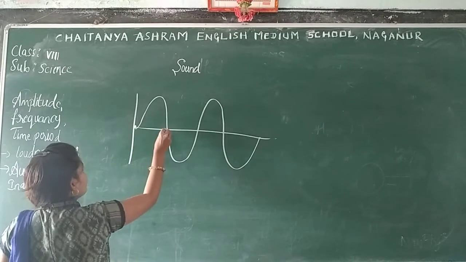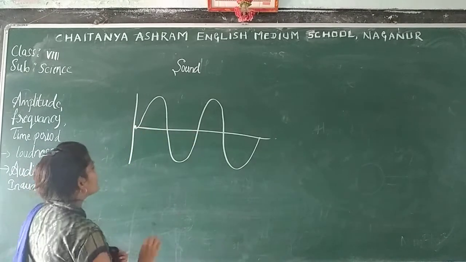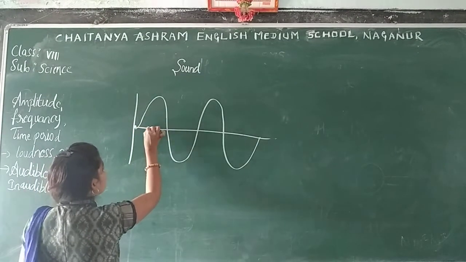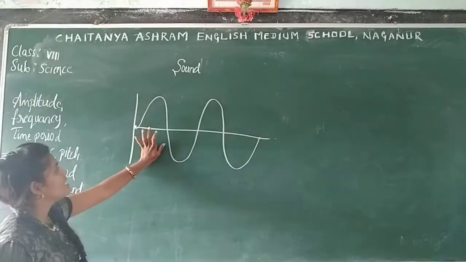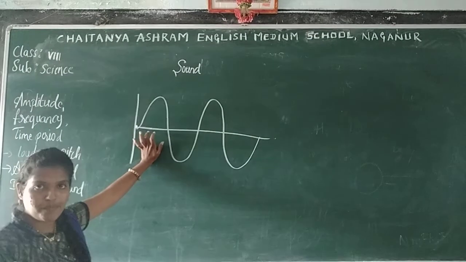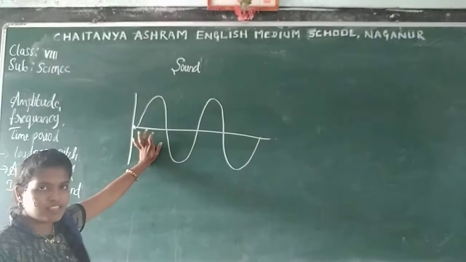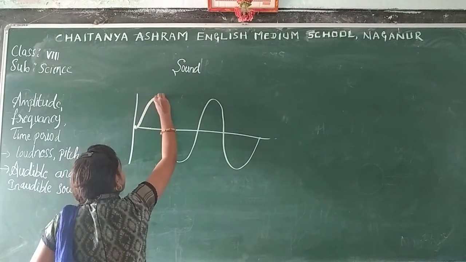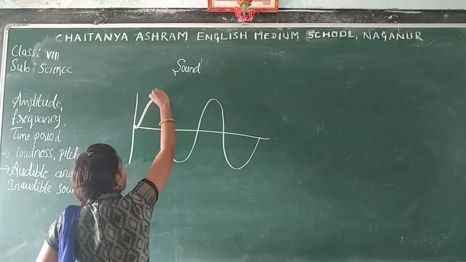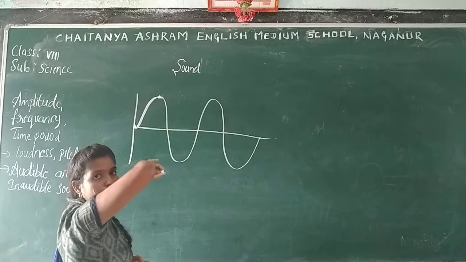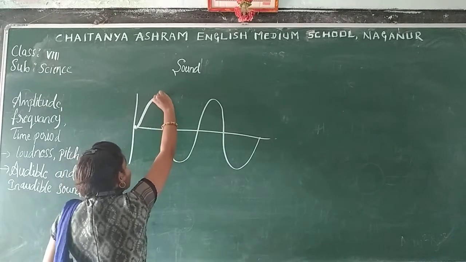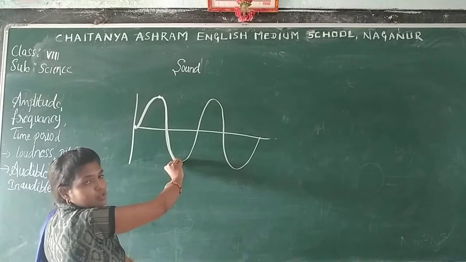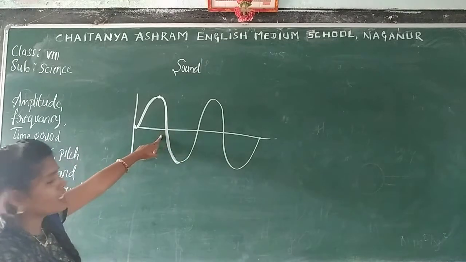Here it is the equilibrium position. This is the line of propagation. This is the mean position. This object is at the mean position. When the vibration starts, the particles get displaced and they will reach here. Then after, they will come back to their mean position here.